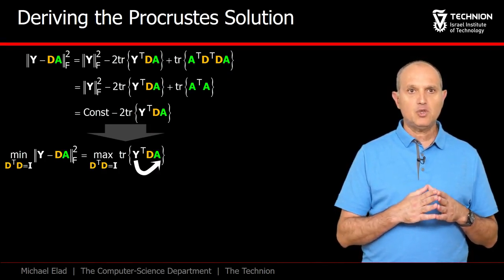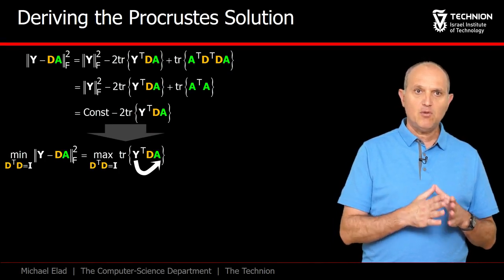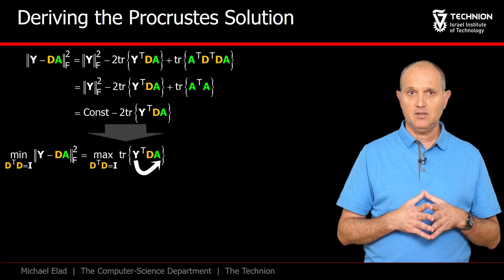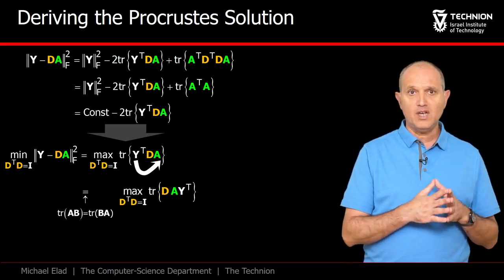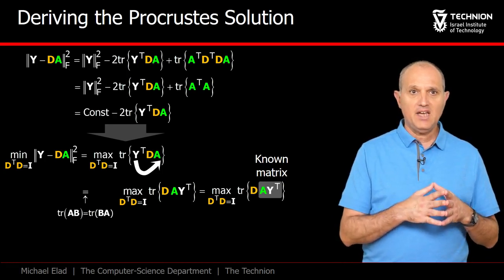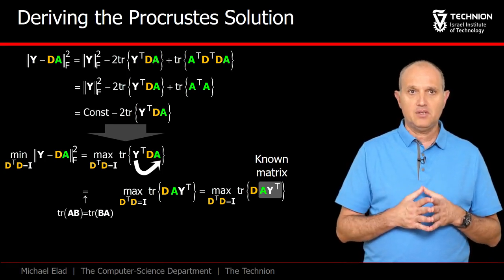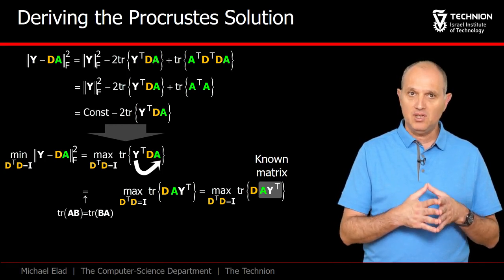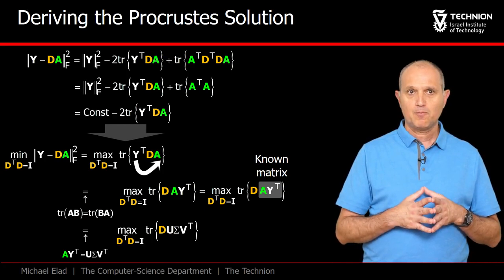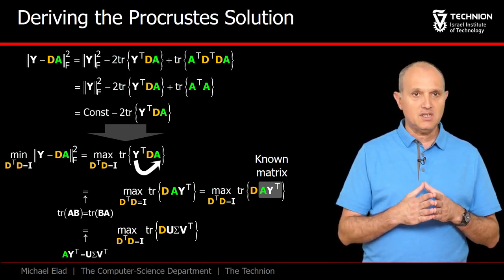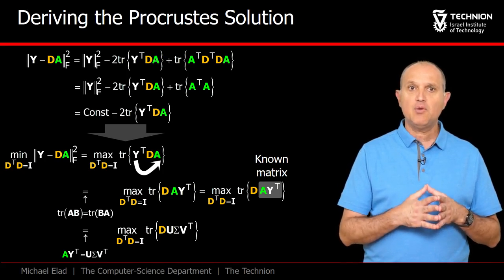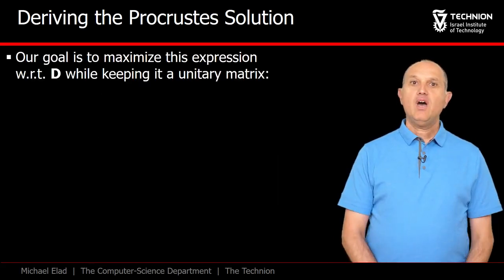An appealing property of the trace operator is the fact that the trace of AB and BA are the same, as long as the two multiplications are well defined. Thus, we allow ourselves to move Y transpose to the right. The next step is to observe that A times Y transposed is a known matrix. So let's just assume that we have computed it and replaced it by its singular value decomposition, SVD. In this decomposition, which always exists, U and V are unitary matrices, and sigma is a diagonal matrix with non-negative entries. We are nearly done.